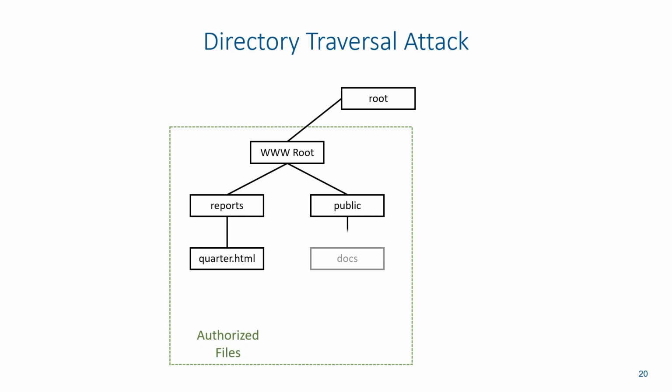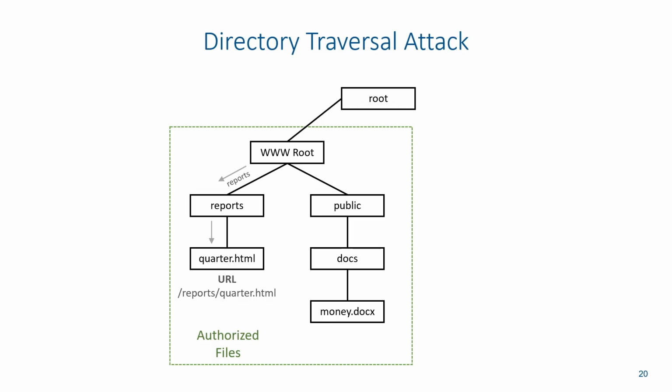In this video, we cover an additional authorization flaw, which is called the directory traversal attack. The way this works is that your server or computer is going to have a root directory. And in that root directory, it'll eventually connect to your www root directory, which is where your website is hosted. And then from there, you could have like a reports directory that has a quarter.html file inside of it.